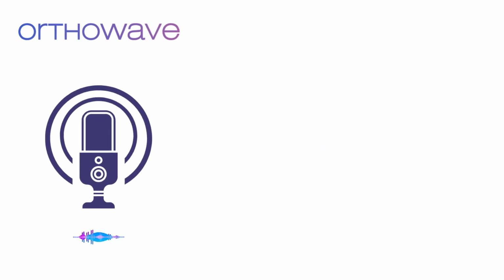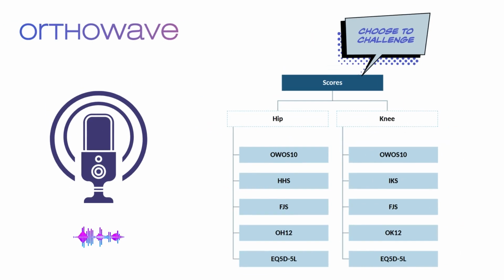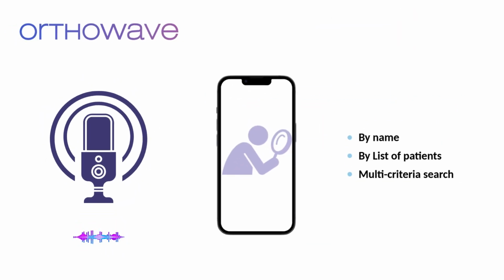For each of these interventions, the evaluation section for the hip and for the knee gives access to the different scores and PROMS to choose from. For example, OWAS 10, Harris Hip Score, Forgotten Joint Score, EQ5D5L, etc. The sub-window at the top right of the screen indicates the various classic tools in OrthoWave. Search by name, listing of patients in the database, multi-criteria search for all sections of the database.